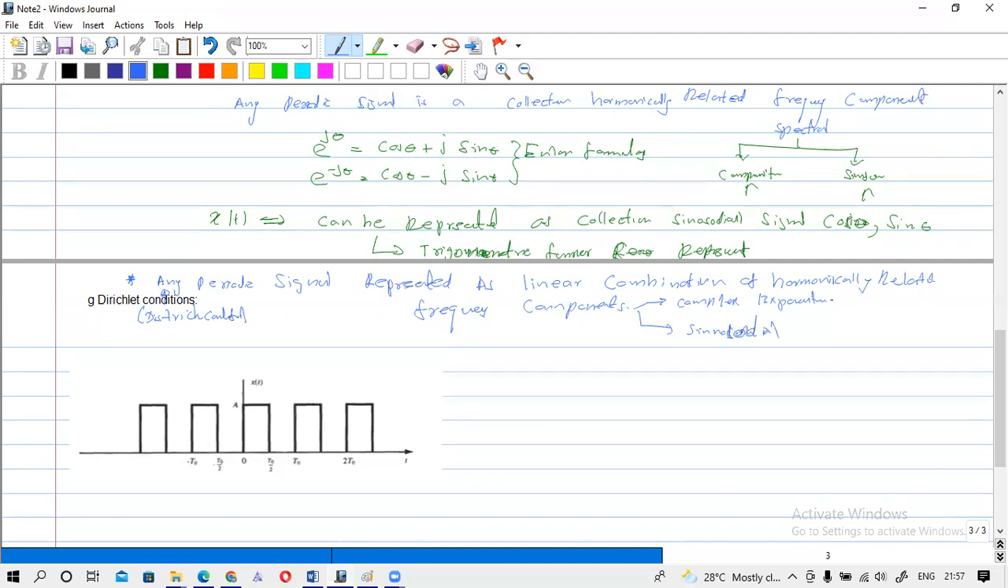Okay, so if it is complex exponential, we called it complex exponential Fourier series representation. And if it is sinusoidal, we called it trigonometric Fourier series representation. But we are mostly focusing on complex exponential Fourier series. Okay, so this is the idea you should get.